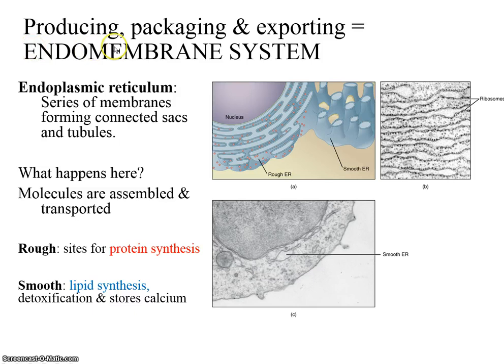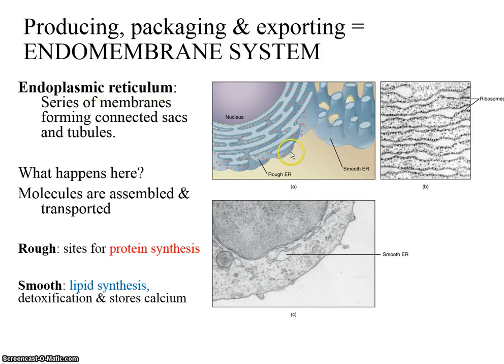As we talk about these organelles, we look at a very important grouping of organelles called the endomembrane system. Most organelles are membrane bound, with the exception of ribosomes, shown here. But ribosomes often associate with a membrane bound organelle called the endoplasmic reticulum.